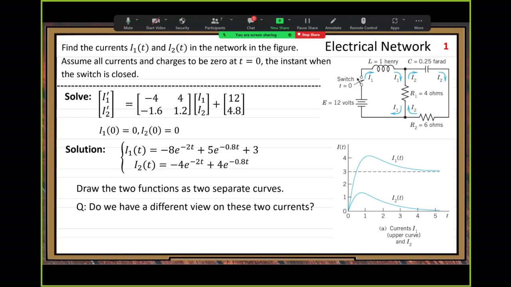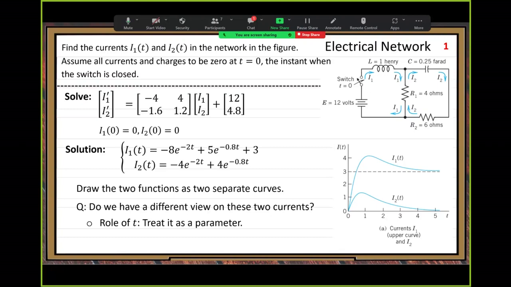So this time we want to take a different view on these two currents. Mainly we want to look at their correlation. At each time t, there are two current numbers. What is the correlation of those two numbers? What is the special relationship between those two numbers? So here we take this view.